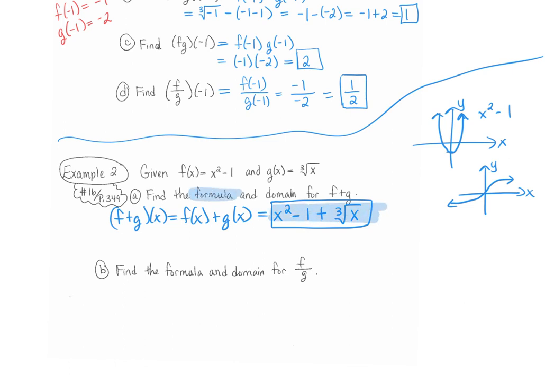And now we need to find our what? Domain. You got it. So the domain for f plus g, let's take a minute to think about it. The domain for f plus g, remember, is all the x values they have in common, right? So what's the domain of x squared minus 1?